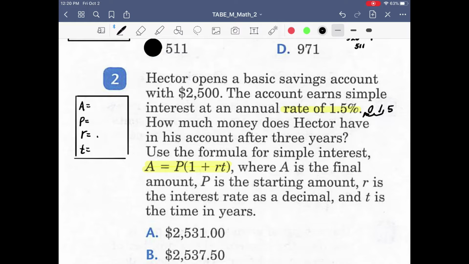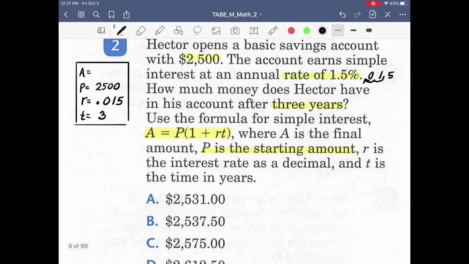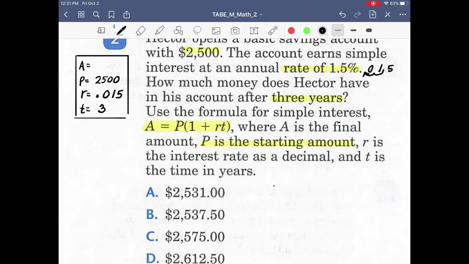So my rate is going to be 0.015. Time, T, is 3 years. So time is 3. P is the starting amount. They tell me right here. And that amount is 2,500. So here are the pieces of this formula. We just need to evaluate the formula. So we have A equals P times 1 plus RT.